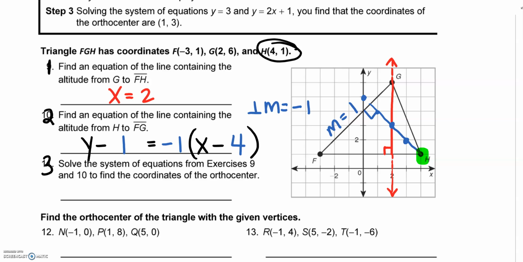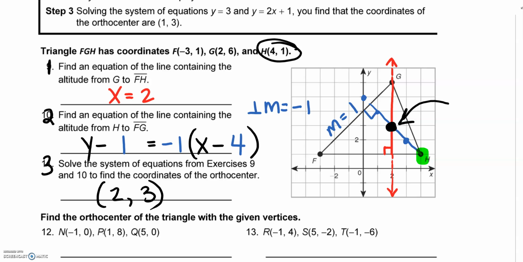Number 3 wants us to solve the system of equations like we did in class to find the orthocenter. Right now, I actually already know my orthocenter. It is located at 2, 3.